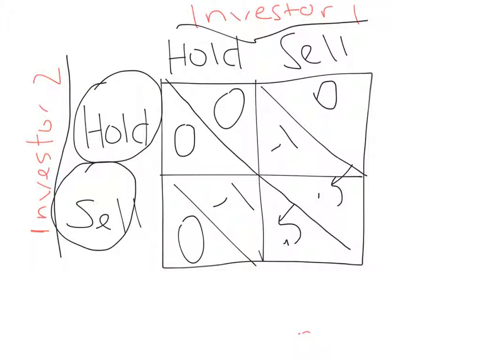So what do these numbers mean? These are the outcomes of the players' actions. So for example, if they both decide to hold, they both are even with 0 and 0 apiece.